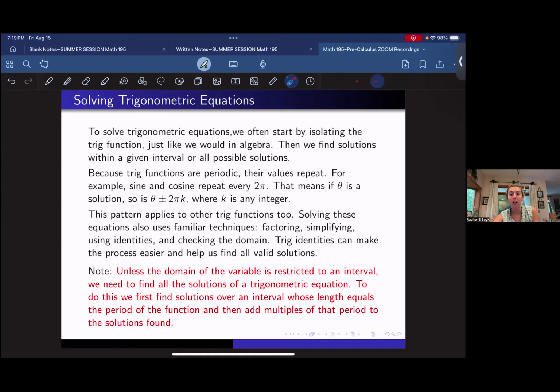For example, sine and cosine repeat every 2 pi. What does that mean? That means if theta is a solution, then every theta plus 2 pi k, where k represents any integer, is a solution as well. It's not just theta plus 2 pi k, it's also theta minus 2 pi k, aka our coterminal angles in radian format.